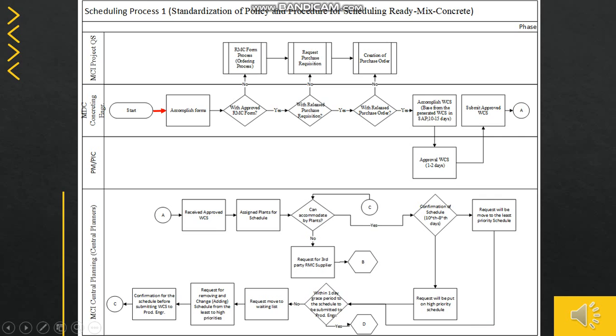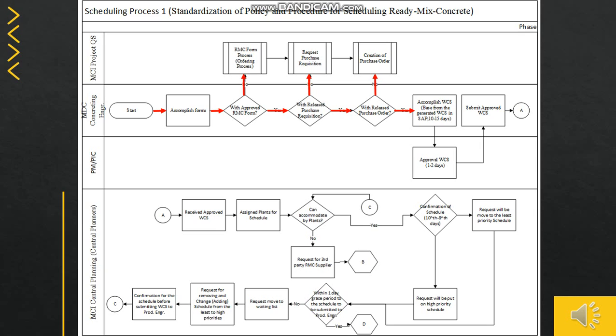Next process after the ordering is the scheduling process. Scheduling ready-mix concrete will begin with the completion of the three primary requirements, which is the RMC form, PR, and PO, for establishing a project delivery schedule. If one of the three is not accepted or released, an intended method will be followed in the ordering process as per the regular procedure.